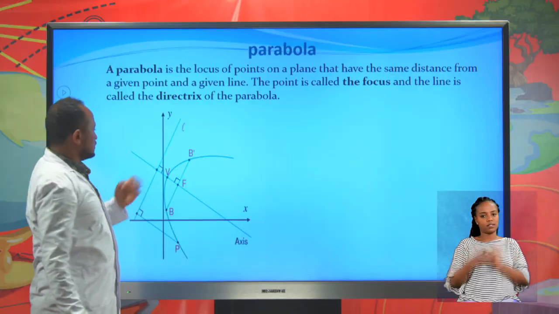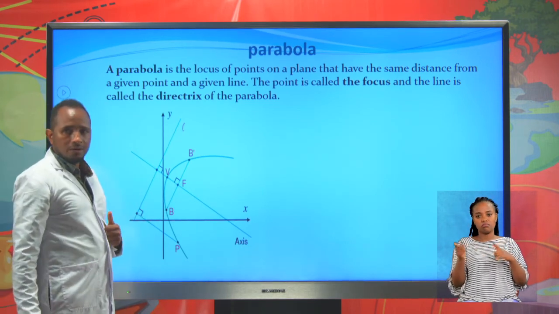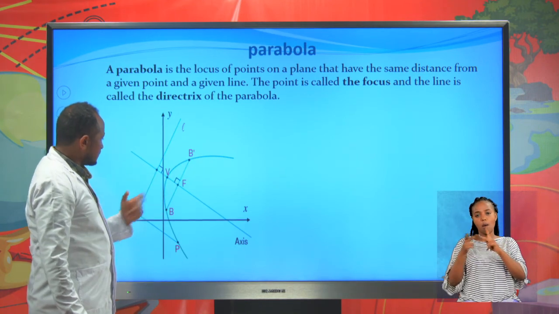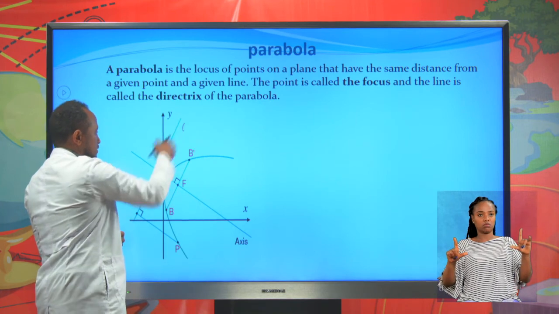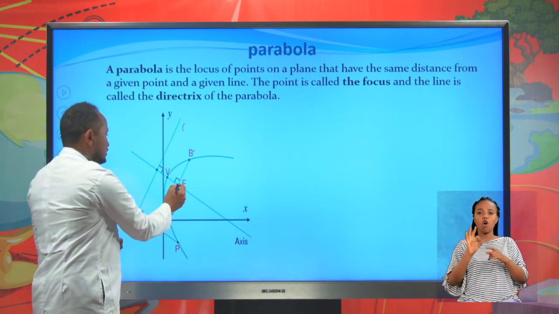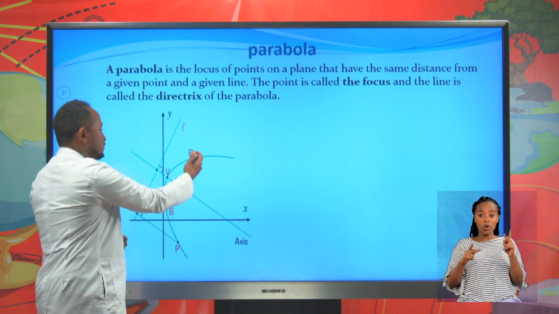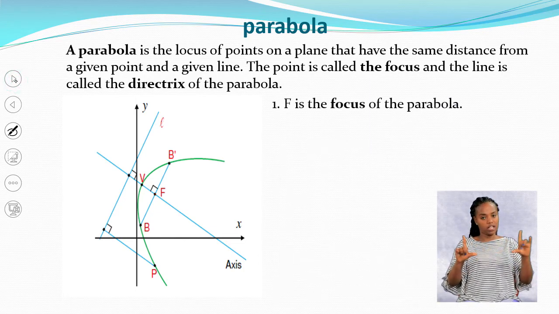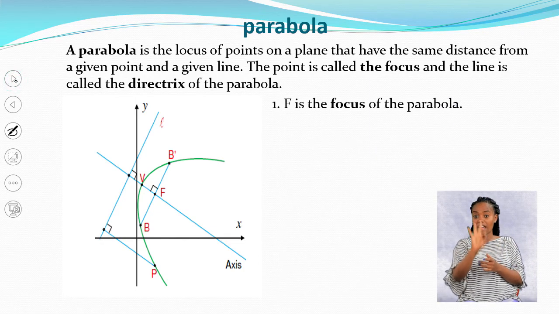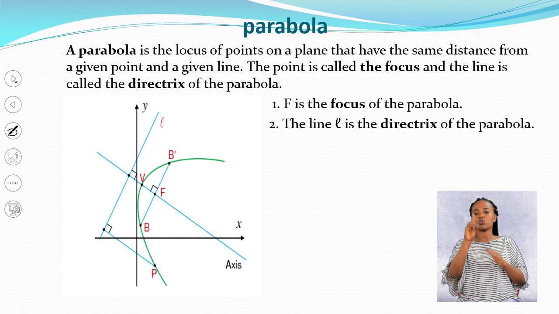Now let's see the terms here. This is a parabola, and we have this line, the directrix, and the focus F here. This is a locus of points at equal distance from this fixed point and this fixed line. So the point F is the focus of the parabola, and this fixed line is the directrix of the parabola.